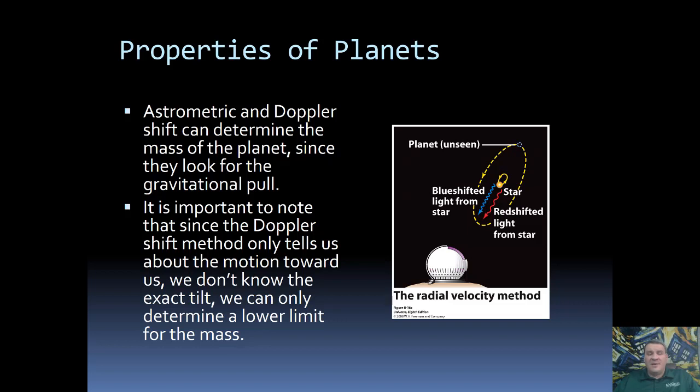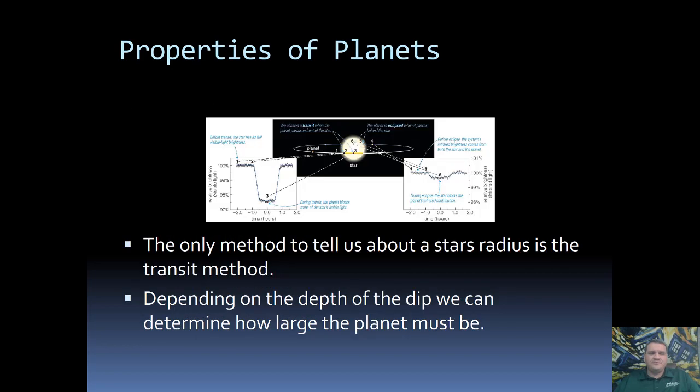Now, one important thing to note with the Doppler shift method, the mass that we determine is actually a lower limit, and that's because we don't know the inclination. We don't know how the star system is tipped compared to the Earth. If we're looking at it perfectly edge on, then the mass that we measure is the true mass of the planet. But if the orbit is tilted, then it's only a lower limit. We don't actually know, we only know that it's at least this much mass, it could be greater.